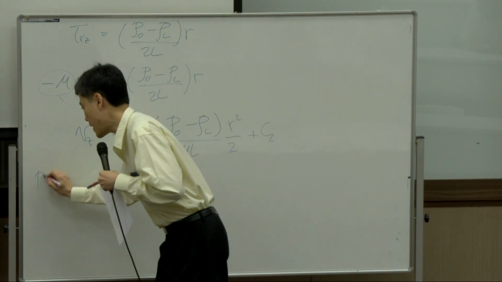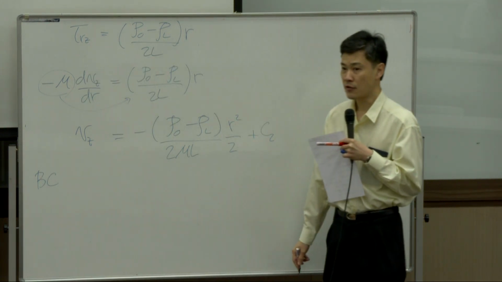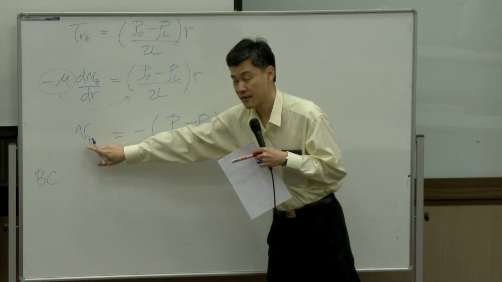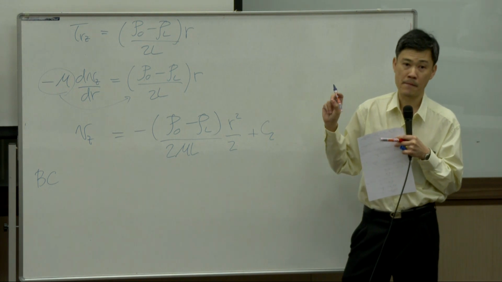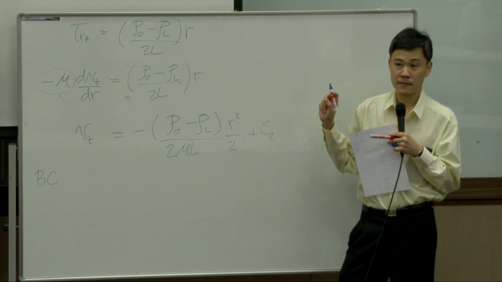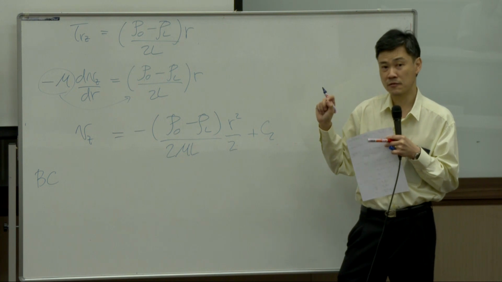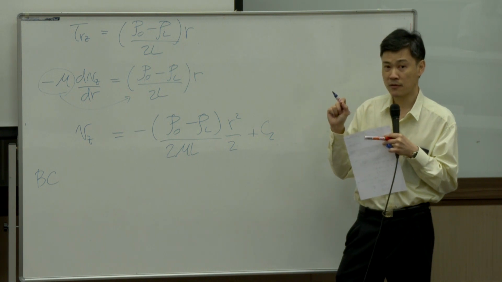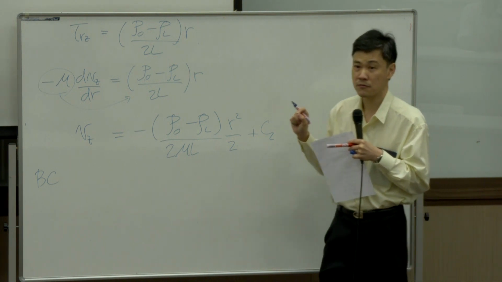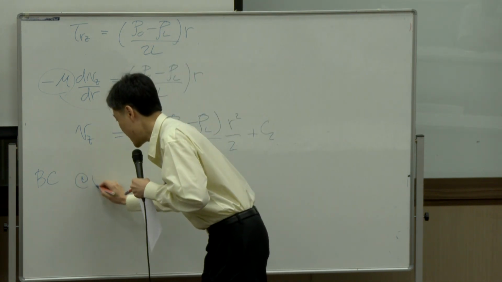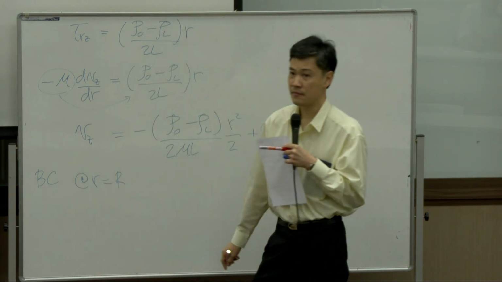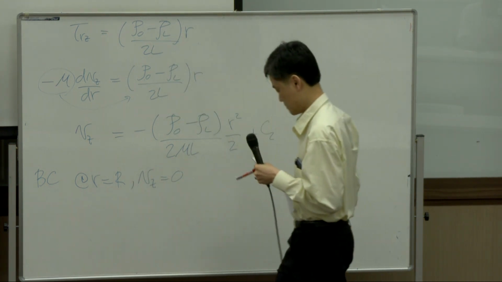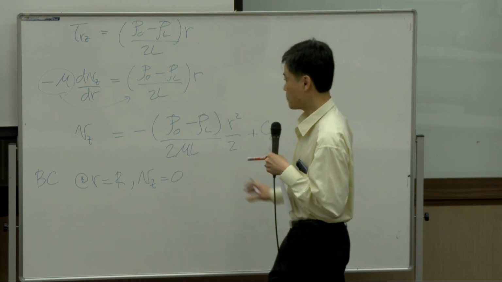In order to find that, you need to ask yourself, do you know velocity anywhere in the system? At the wall, right? At the wall, velocity is 0. That's a known number. What is the location at the wall? That's r equal to capital R. That's at the wall. Vz is 0. So put 0 over here.